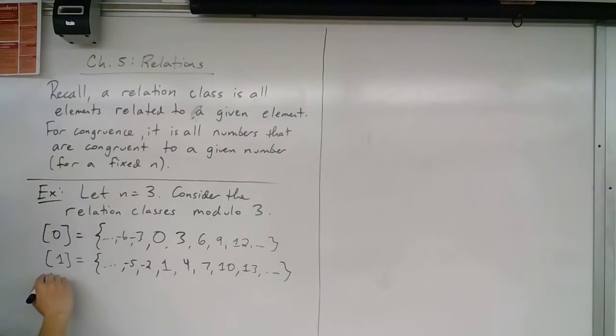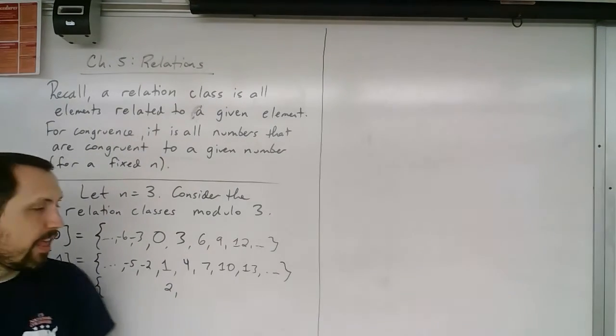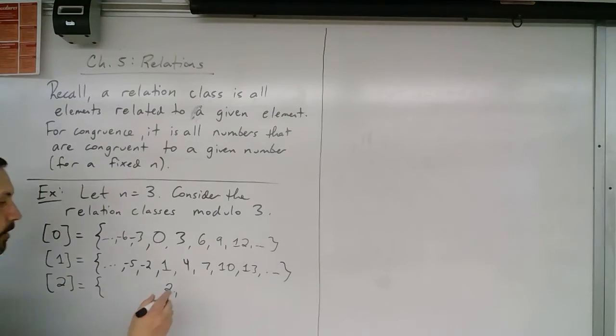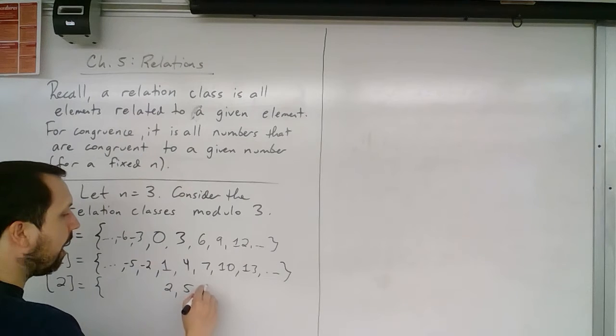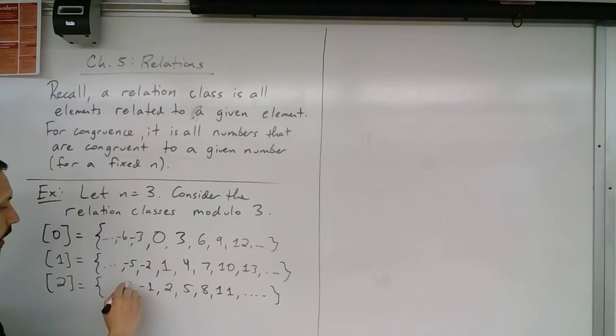My bad. So we have the relation class now of 2. Well, we know obviously 2 is going to be in this list. And then if we think about all the other numbers that have the same property as 2, that would be 5, and 8, and 11, and so on and so forth. And if we go in the other direction, we'd have negative 1, negative 4, and so on and so forth.